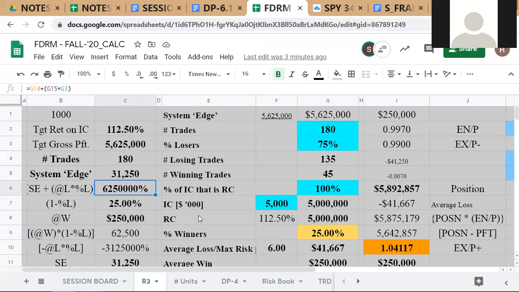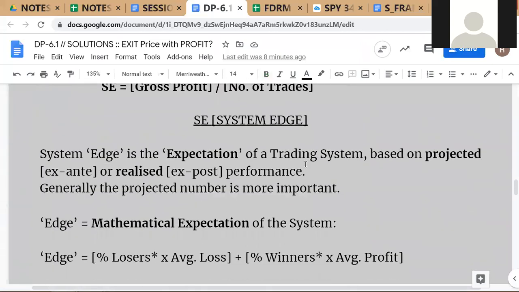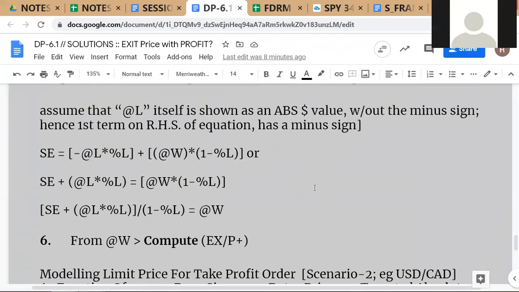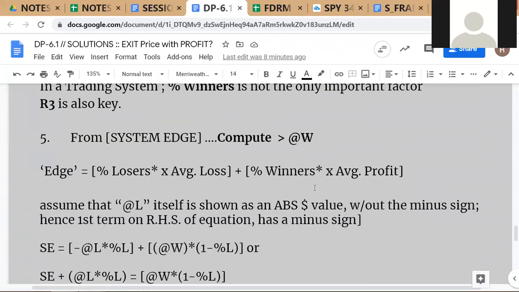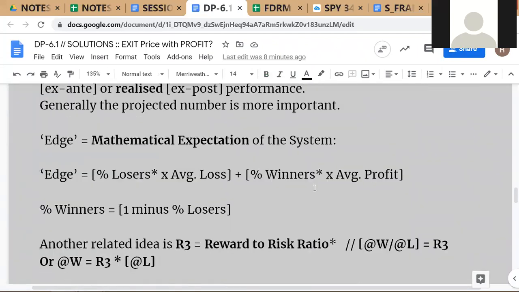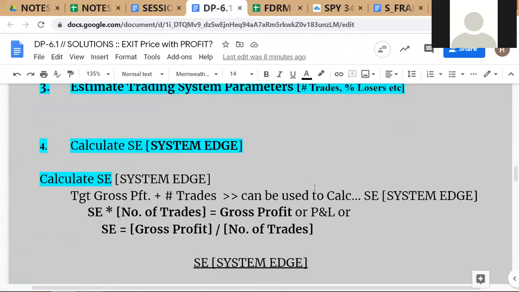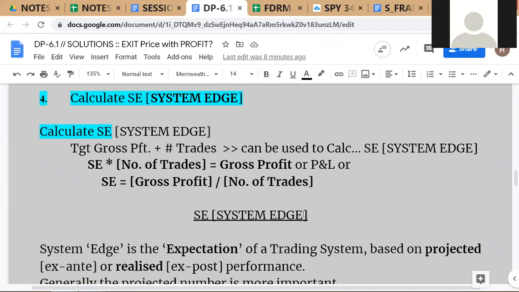Now what do we do? Next step. So then we have here a discussion on system edge. Sir? Yeah. Sir, so can we say that all the calculations we did in the system edge are a way to cross-check if we are going on the right track or not? Like, will we be able to meet our targets or not?